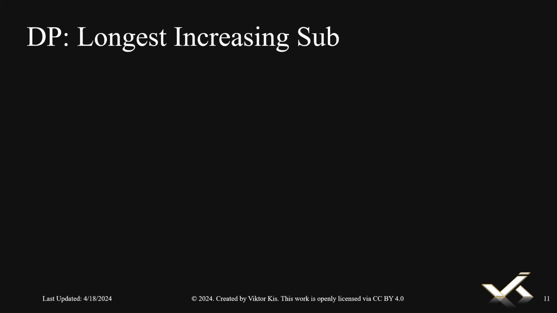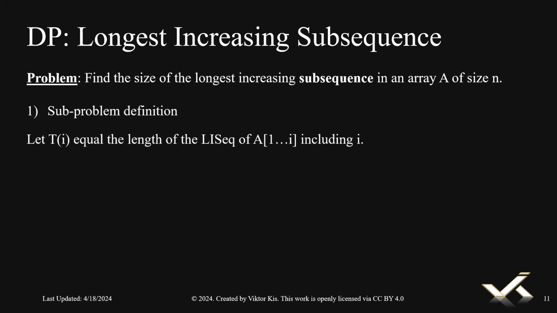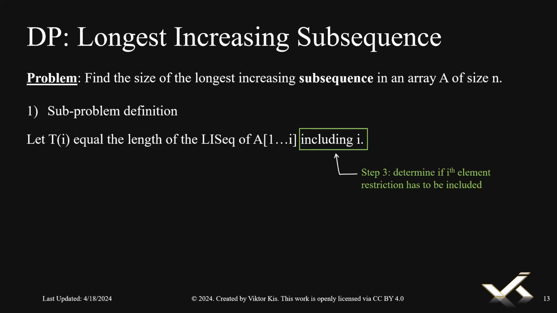Okay, so we stepped through the LI string solution. Let's see if we can do the same for LI sequence, where we're allowed to skip over elements in the input array. We start with the subproblem definition, where we hit our 3 important steps of defining the solution in the table, restating the problem from starting at index 1 to some intermediate index I, and determining if we need to include the ith element restriction or not. As we saw on the substring, the restrictive including I condition was what we wanted, so let's see if that still works for us here in the subsequence.